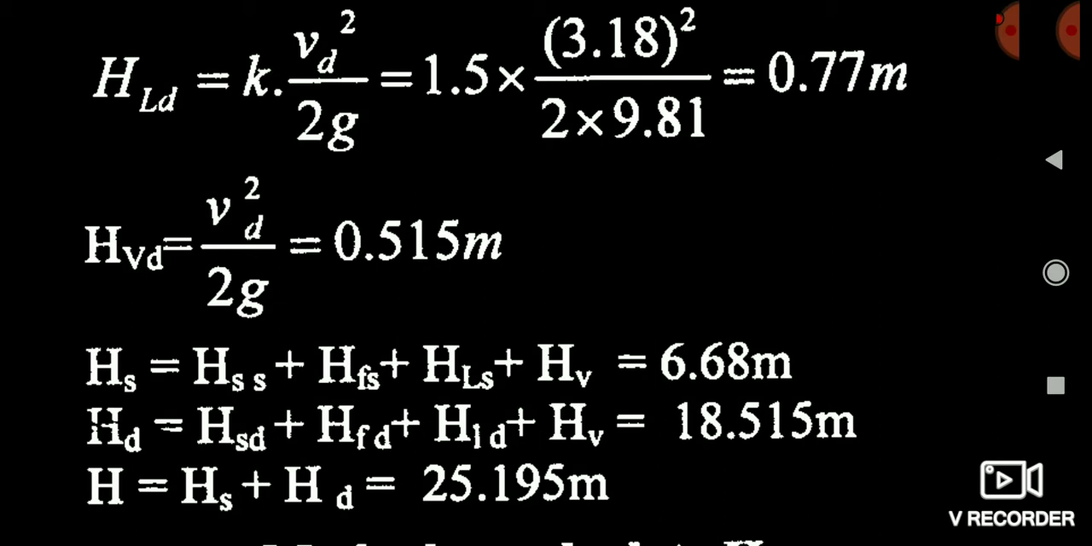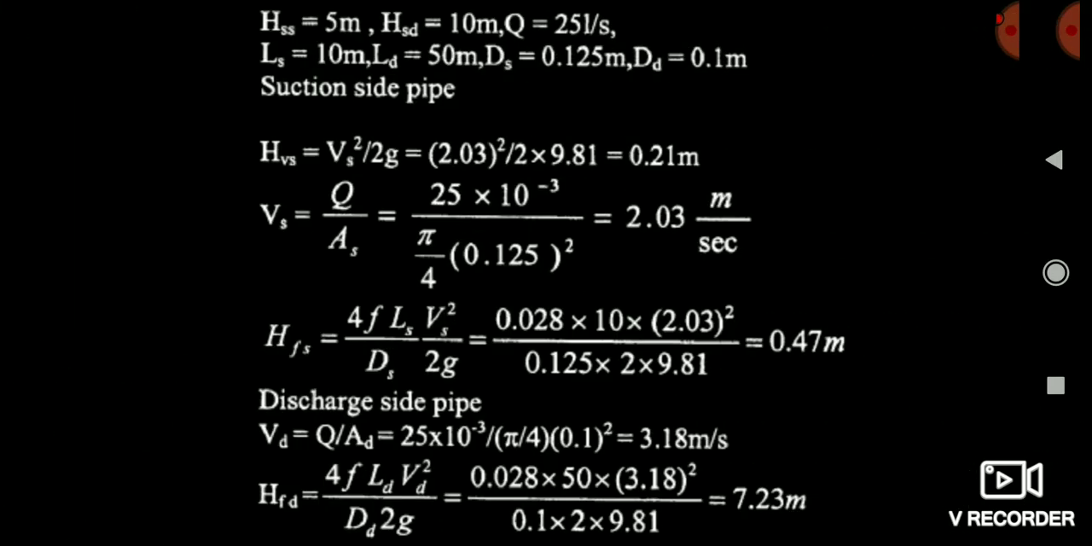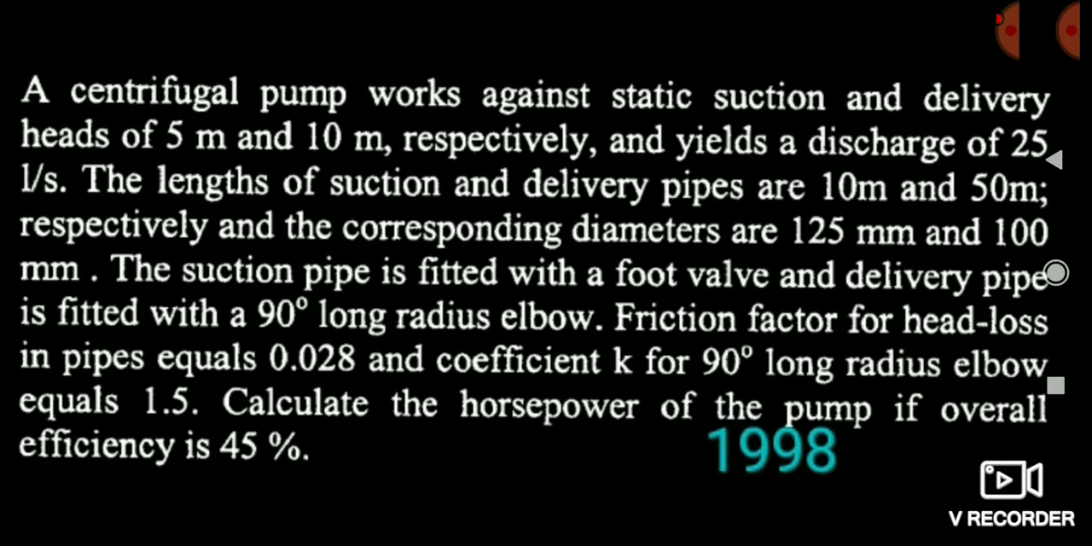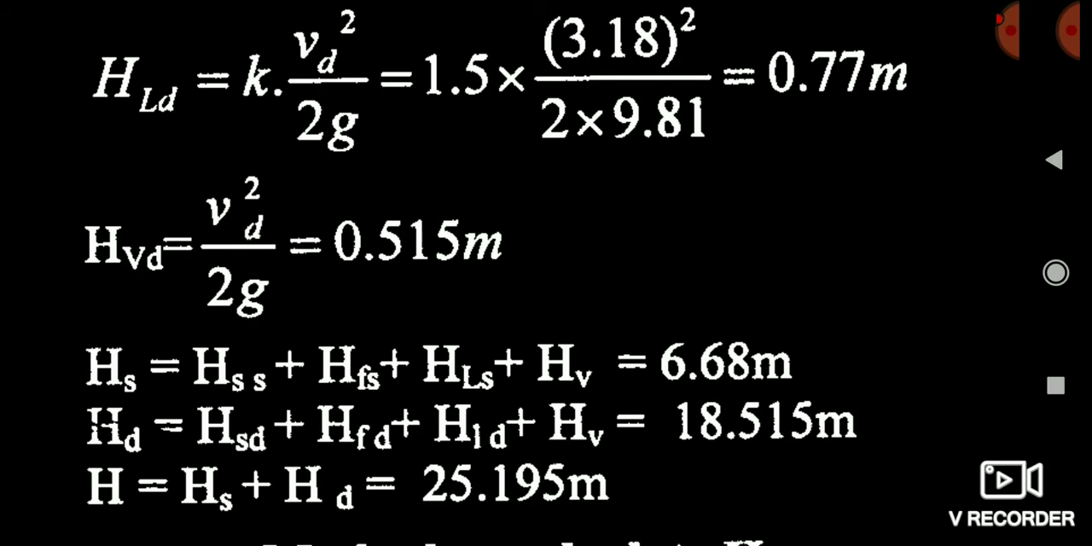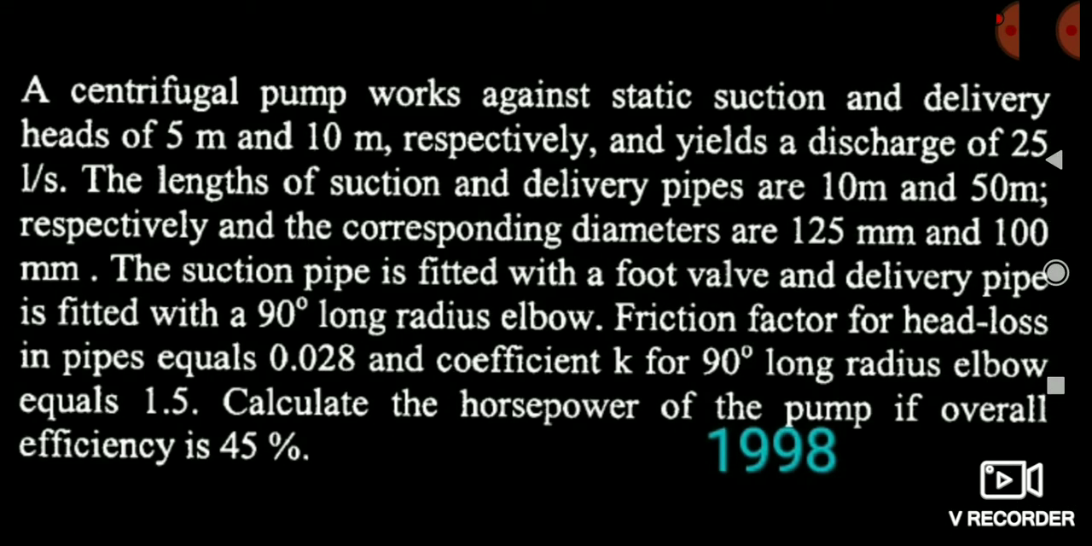the horsepower. And all of you know that power is nothing but pressure into discharge. Here we have calculated the head, so we can calculate the pressure by pressure is equal to rho g into H. H value we have got, rho value is 1000 and g value is 9.81 and you multiply it with the discharge. Here in the question the discharge is given 25 liters per second. So you multiply with the discharge and divide it by 746 and also divide it by 45%, 0.45. Then you will get your answer, your HP horsepower.